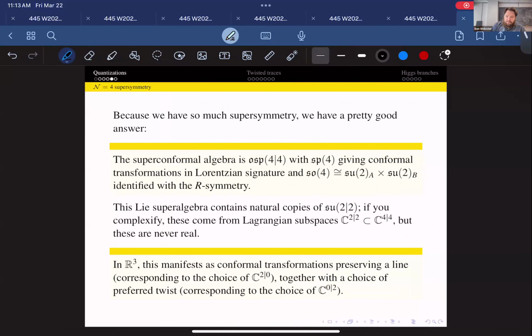which, if I were thinking in the complex world where I'm happier, I would say I have C^{4|4} with a bilinear form, which is symmetric on the even part and anti-symmetric on the odd part. And I look for a Lagrangian subspace in there, which is C^{2|2}, and I look at the subalgebra of the superconformal algebra that preserves them.